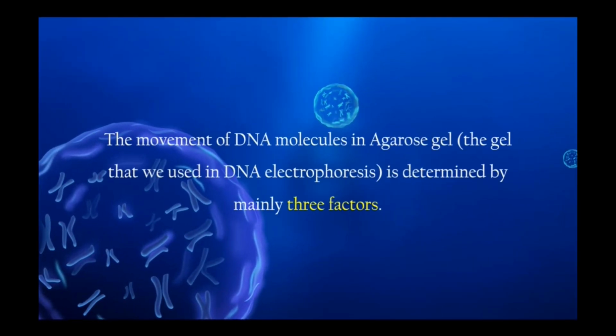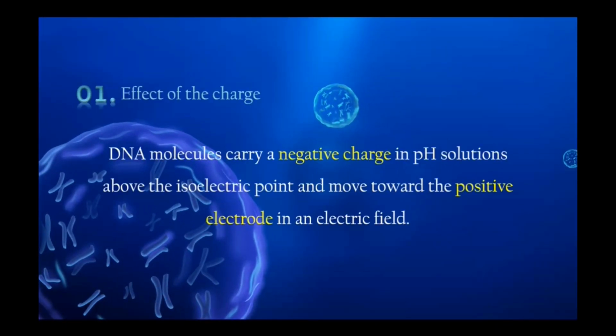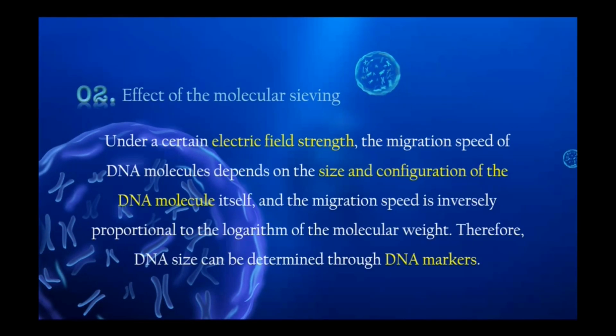The movement of DNA molecules in agarose gel is determined by mainly three factors, and there's a hint here that agarose gel is the gel that we mainly use in DNA electrophoresis. So the first factor is the effect of the charge. DNA molecules carry a negative charge in pH solutions above the isoelectric point and move toward the positive electrode in an electric field. And secondly, the effect of molecular sieving.